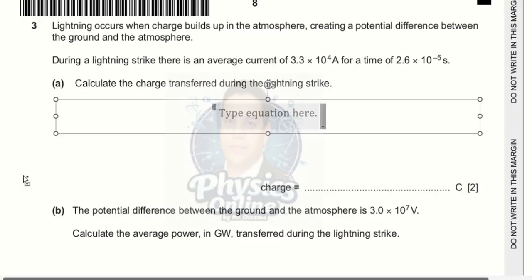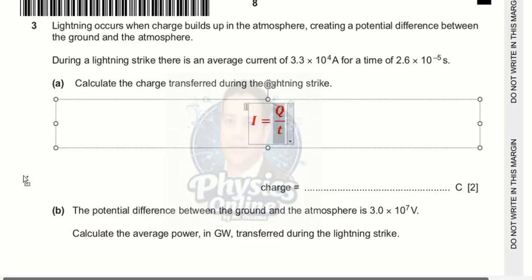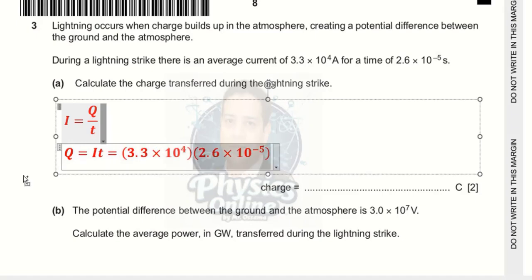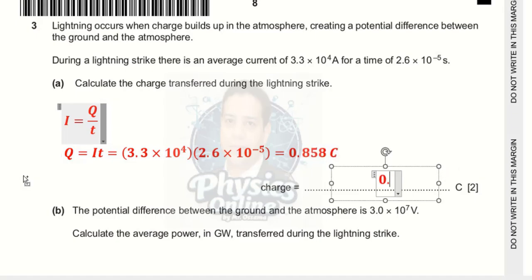We write the equation of current: I equals Q over T, so Q equals I times T. The current, as you see here, is 3.3 times 10 power 4, and the time is 2.6 times 10 power negative 5, which is equal to 0.858 coulomb, or 0.86.